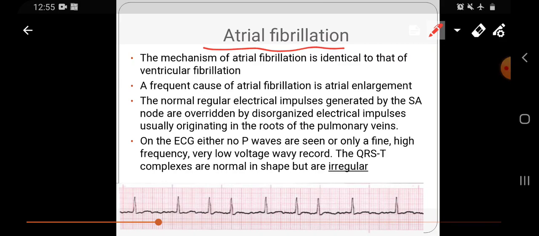Now the mechanism for atrial fibrillation, it's identical to that of the ventricular fibrillation. It is almost the same, but it happens in the atria, not in the ventricles. So it is the same. We have the phenomenon of re-entry, but it happens in the atria. Now, a frequent cause of atrial fibrillation is atrial enlargement, okay? And usually the source of the abnormal or the disorganized impulses usually starts at the roots of the pulmonary veins, okay? So here also we have a signal that doesn't die away, that doesn't fade away. وطبعا بده يصير عندنا more than one signal, and these signals will continue to divide and re-excite different parts of the atria. So this will lead to disorganized activation of the atria. Okay?